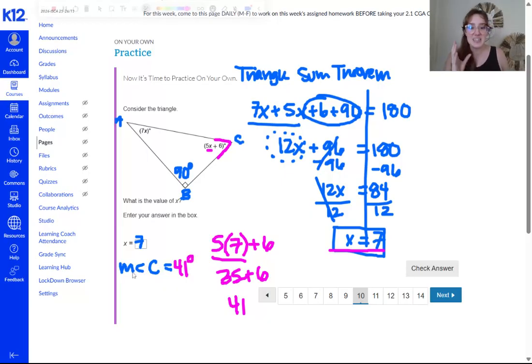Make sure anytime we're finding the measure of an angle, we're including that degree sign. Just like from our notes where we had that silly little example with the snail: how long did the snail sleep? 3. 3 what? 3 days, 3 years, 3 months? We don't know. We need more information. This is how we're getting the context. 41 what? 41 bananas? 41 dinosaurs? We have to specify that it's 41 degrees.